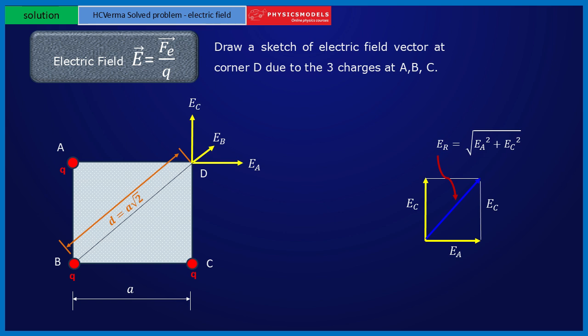In the figure on the right hand side, you can see that EA and EC are mutually perpendicular. Therefore, their resultant vector, which we can call ER, is the hypotenuse of that triangle and will be root of EA squared plus EC squared. This resultant ER has to be added to the electric field vector EB in order to get the total electric field at the corner D.